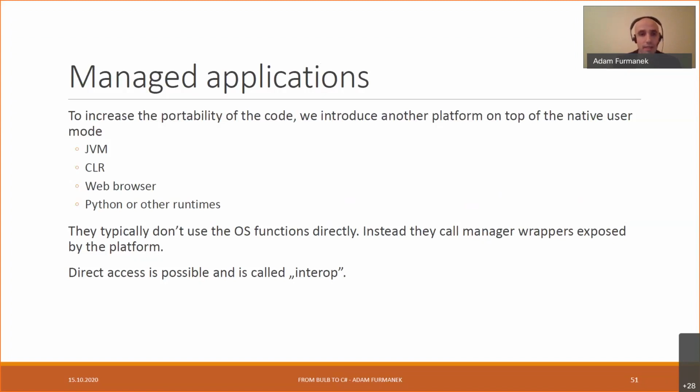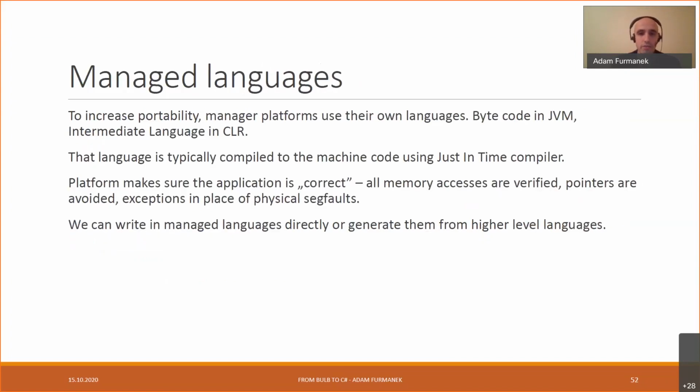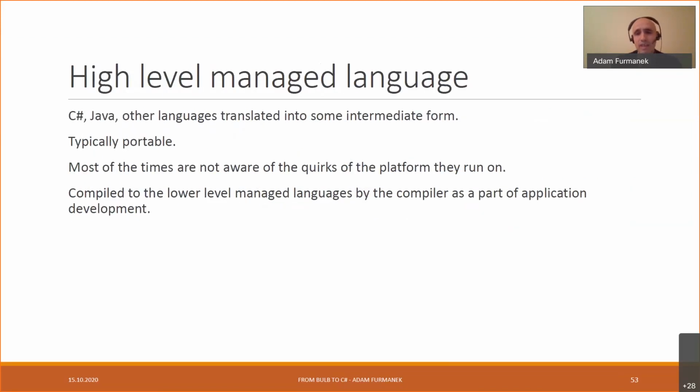And on top of that, on this JVM or CLR, which runs using bytecode, we get to the managed languages. So we could use CLR language directly or bytecode in JVM directly, and the platform would make sure that the application is correct, that we do not crash the memory, etc. But we finally land with a high-level managed language, which is C# or Java, which is typically portable, which covers all the quirks of the platform, and hides all the details of the CPU.